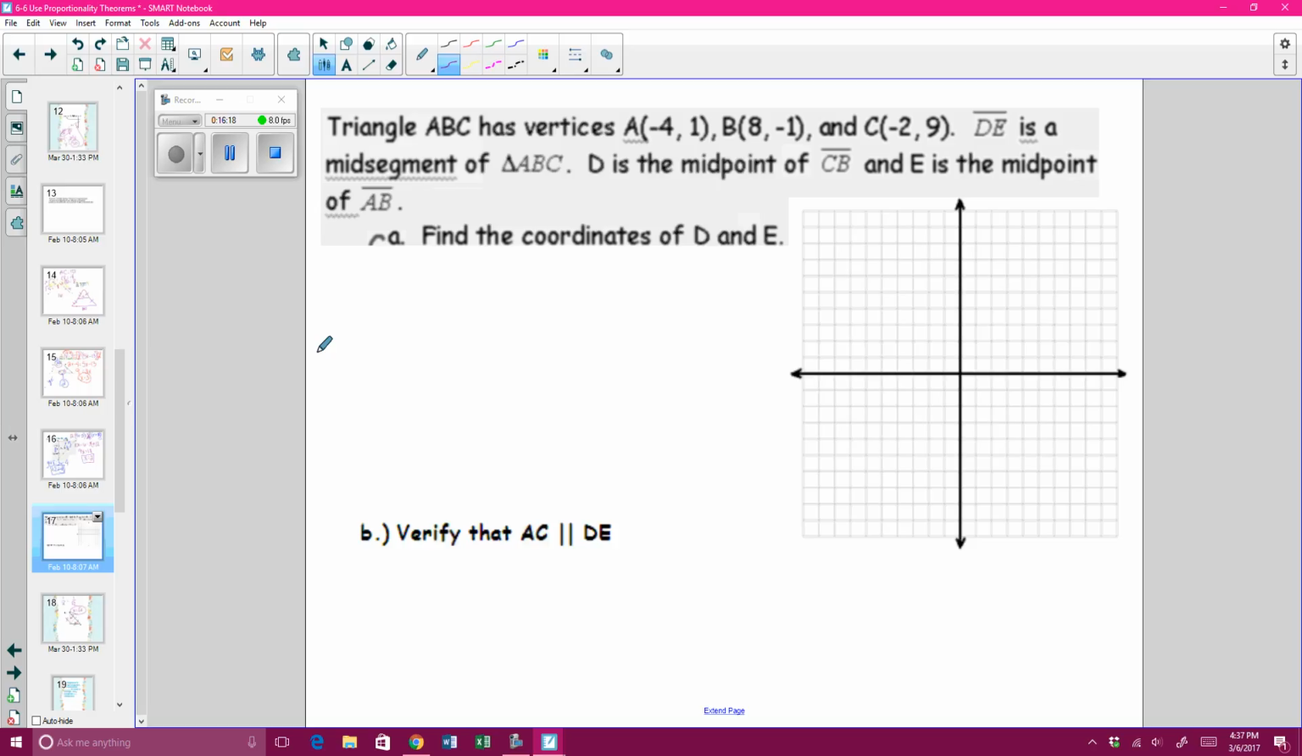And this last problem is dealing with a triangle that's on a coordinate plane. So let's go ahead and graph these coordinates. You have A at -4, 1. So there's A. You have B at 8, -1. And you have C at -2 and then 9. So that's going to be all the way up here.